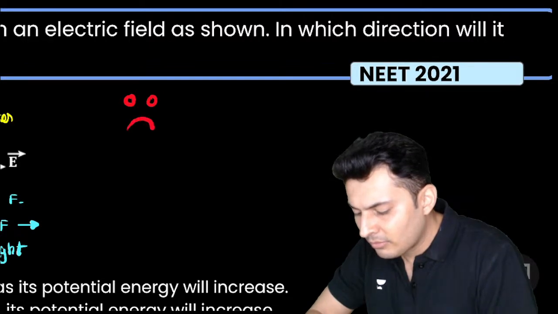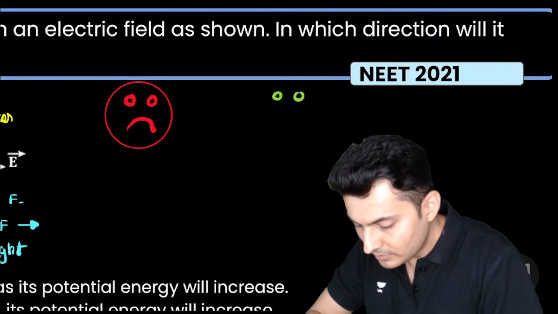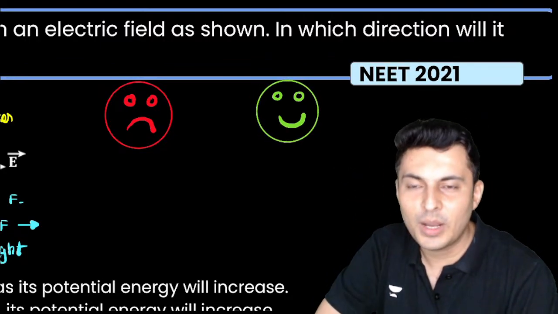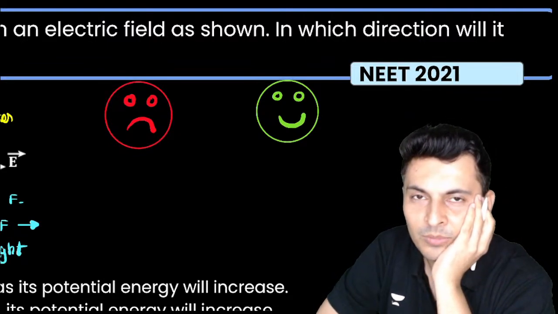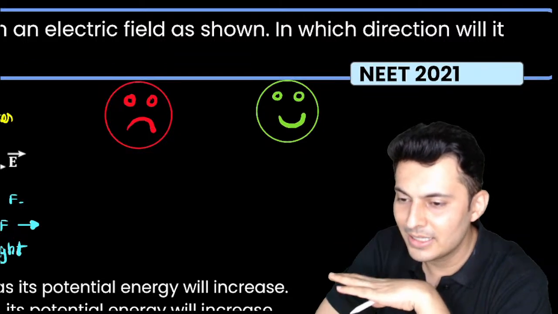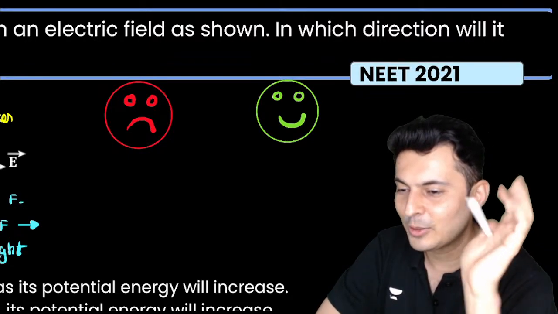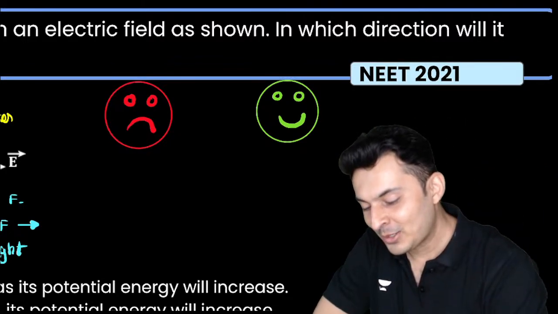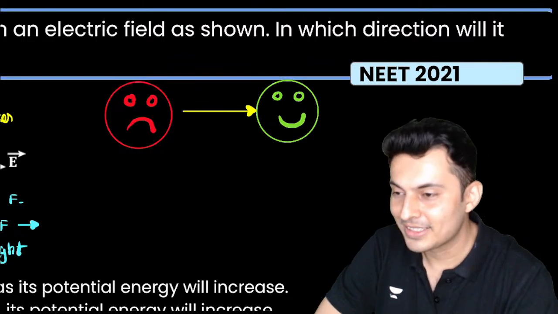You are sad. After some time, you are happy. Guys, everybody wants to go from sadness to happiness or from happiness to sadness? Please answer this. Don't get this wrong now. If you are sad, you want to become happy, or if you are happy, you want to become sad. Obviously, everybody wants to go from sadness to happiness. Agree? Common rule. Very good. So everybody wants to go from sadness to happiness.